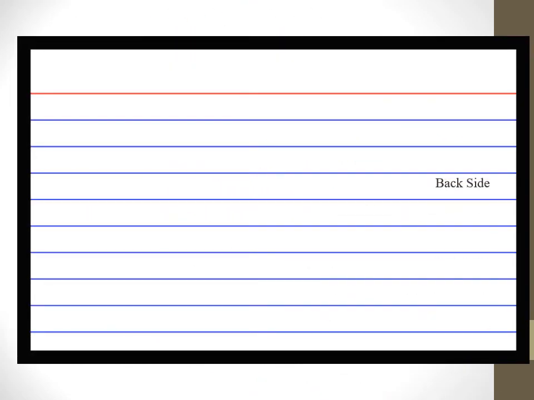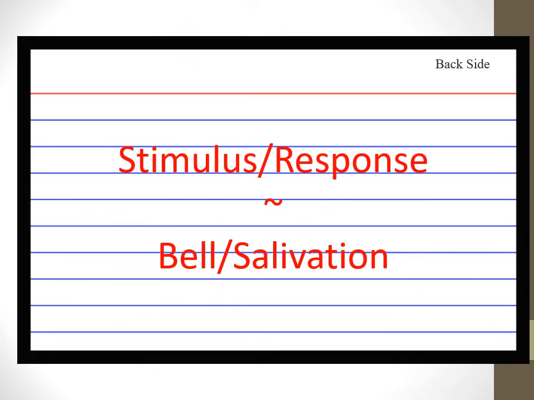All right, grab another index card. And on the front, we're going to write Pavlov. All right, and on the back side of that index card, we are going to write stimulus/response. And for Pavlov and his dog, it was bell/salivation. So the bell was the stimulus and the salivation was the response.